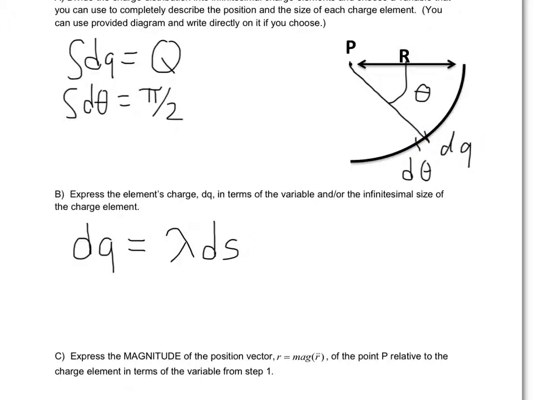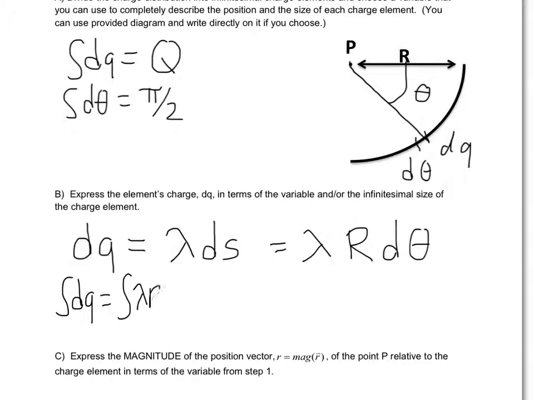But we know from geometry that the length of a small piece of arc is equal to the radius of the circle times the angle d theta in radians. So this is the answer to this problem. I've got the amount dq in terms of the variable d theta. Now we can check its consistency with what we've written here by evaluating this integral explicitly. So the total charge is then the integral of lambda r d theta.